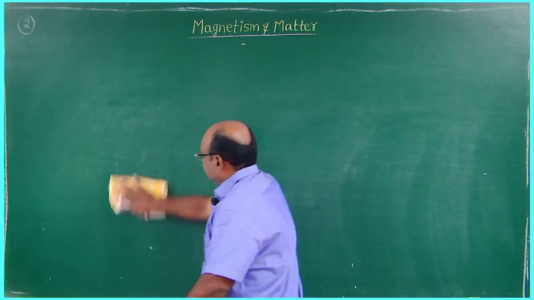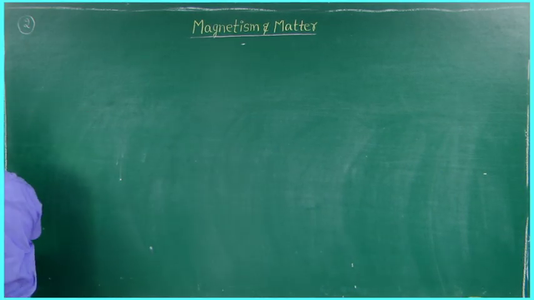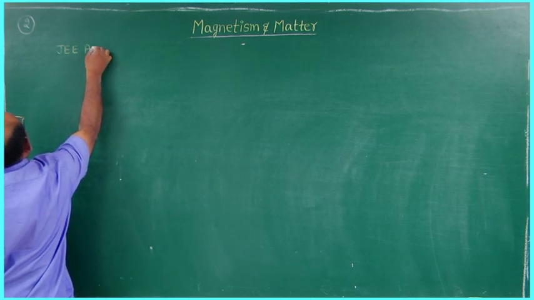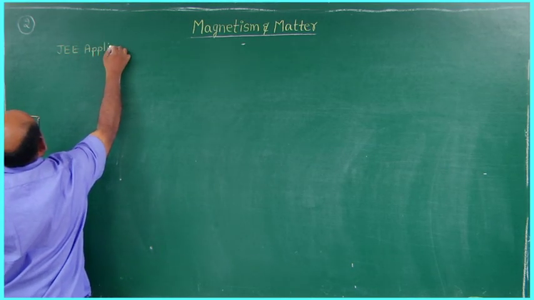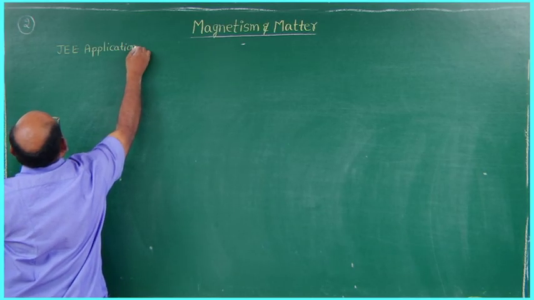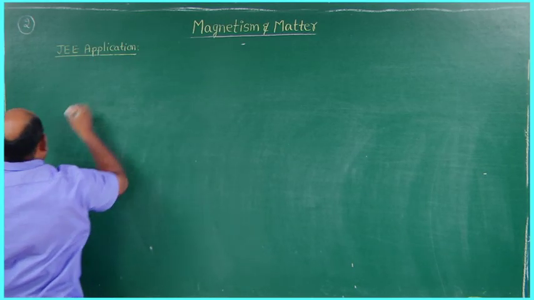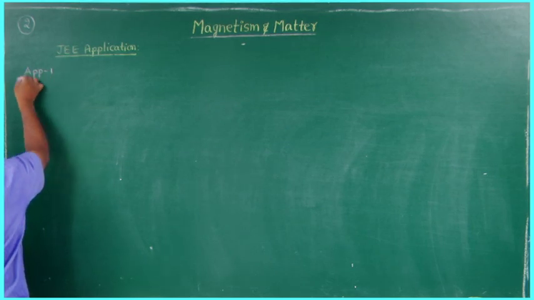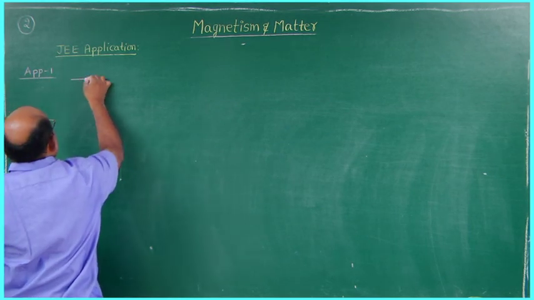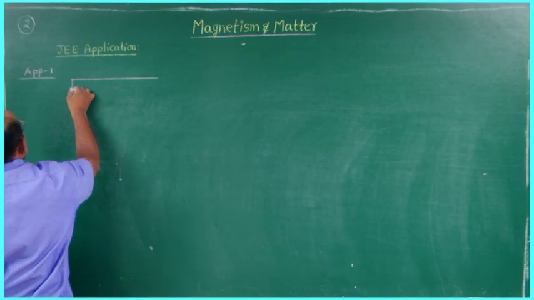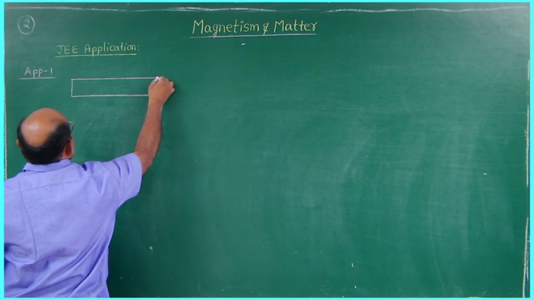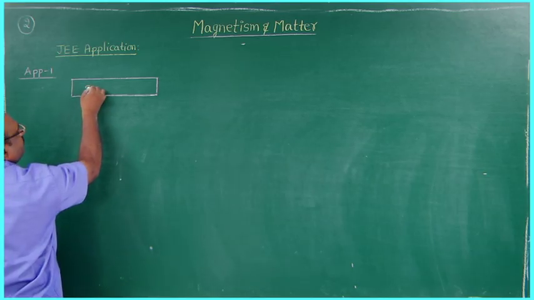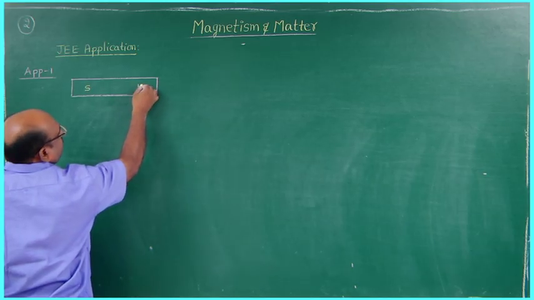JEE applications. First application, suppose it is the bar magnet. Bar magnet. This is the position of the south pole and it is the position of the north pole.